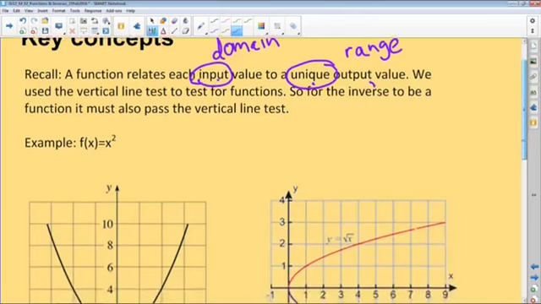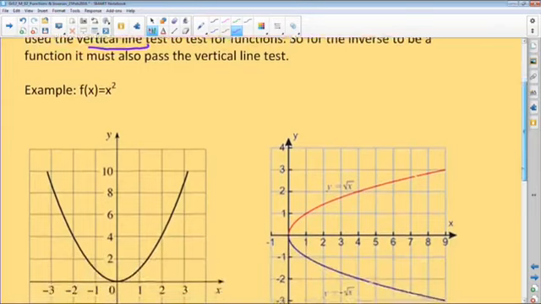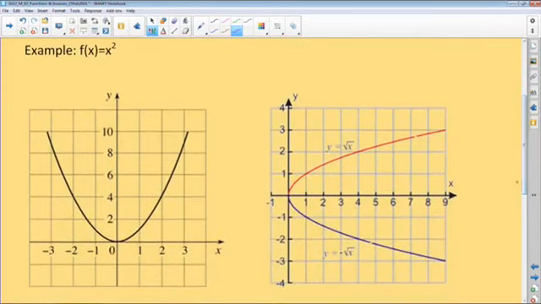All right. And you'll remember that we use the vertical line test to test if something is a function. So for an inverse to be a function, it must also pass the vertical line test. And I've given you an example here of f of x is equal to x squared. And I just want to talk a little bit more about this vertical line test and the inverse being a function.